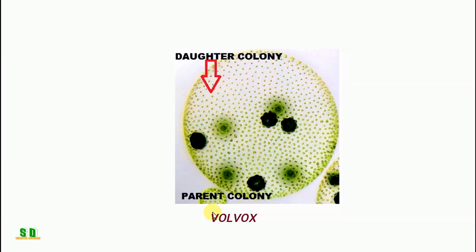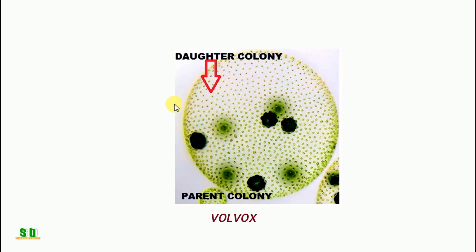The next example is the colonial member of Chlorophyta, Volvox. Here you can see the picture. It is the parent colony. The parent colony is also called the coenobium. Inside the parent colony, these are the daughter colonies which are present. During the reproduction time, the daughter colony gives rise to a large mature colony.